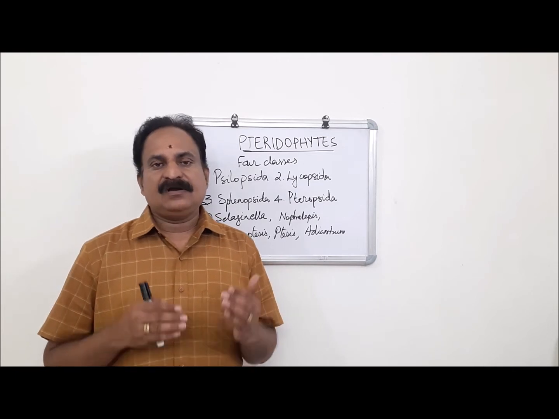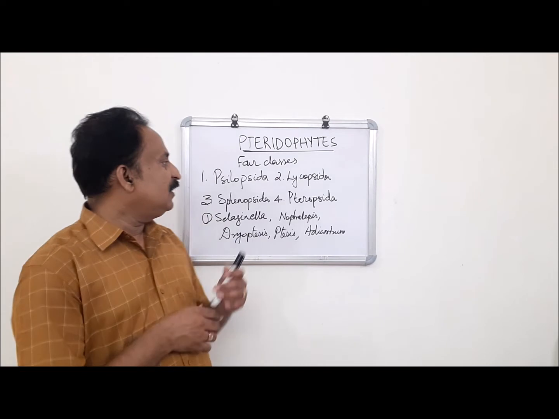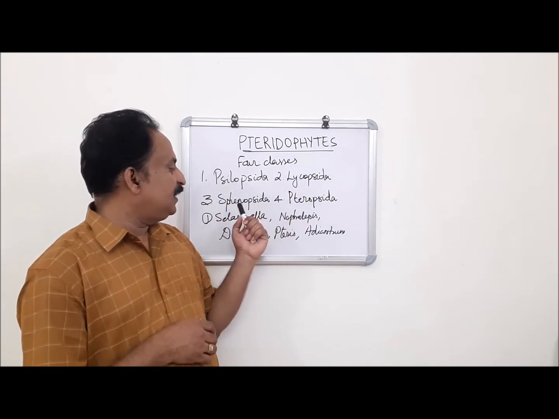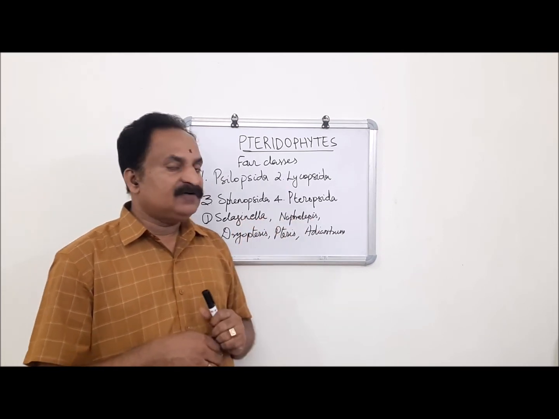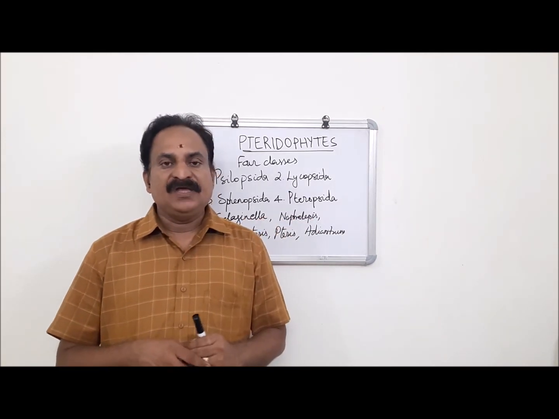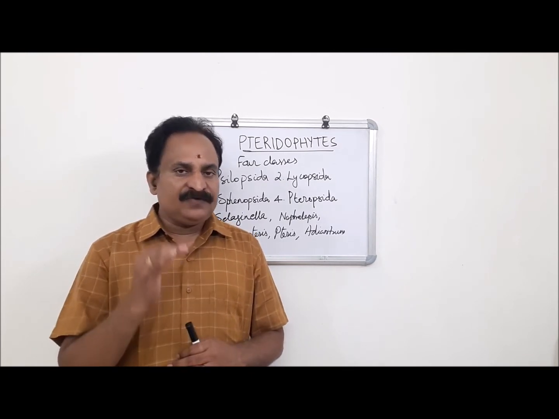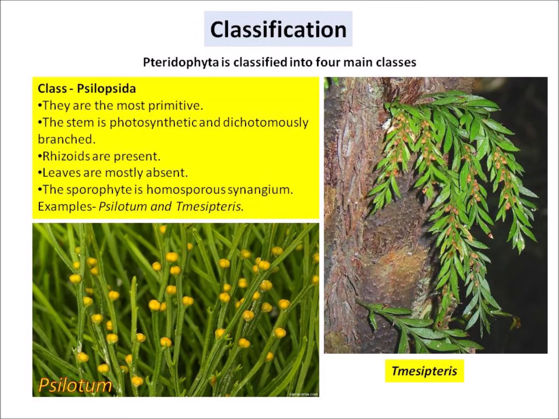Pteridophytes are classified into four classes. Class one is Psilopsida, second is Lycopsida, third is Sphenopsida, and the fourth is Pteropsida. Have a look at the detailed classification and characters of each class with examples. Pteridophyta is classified into four main classes.